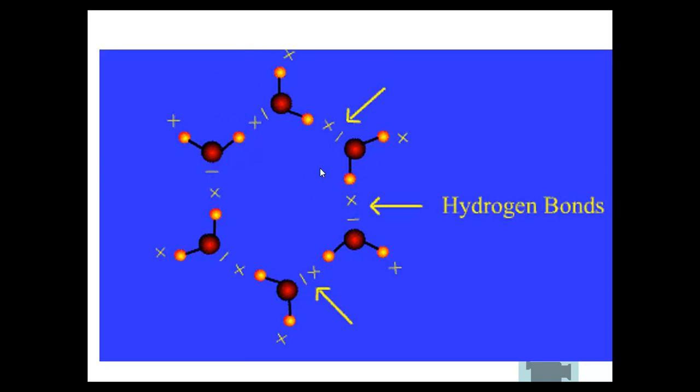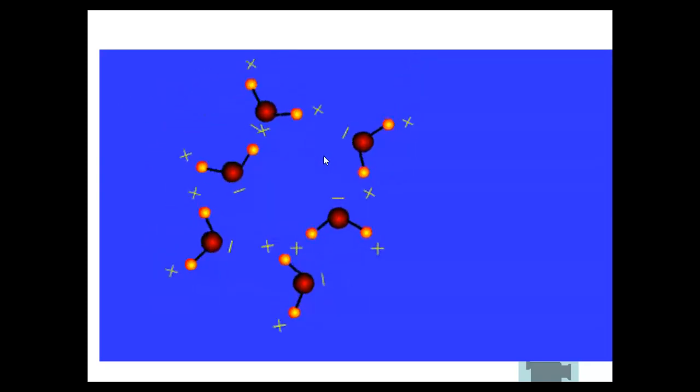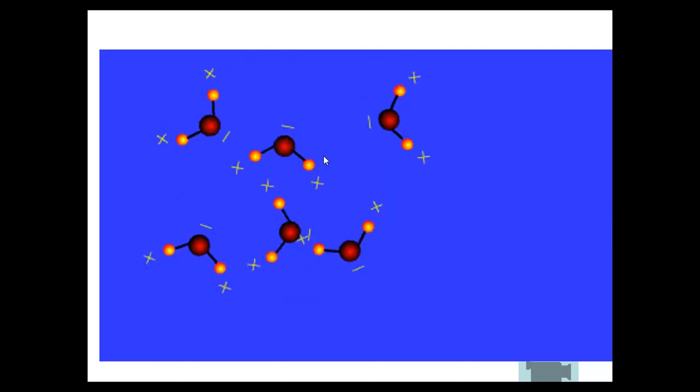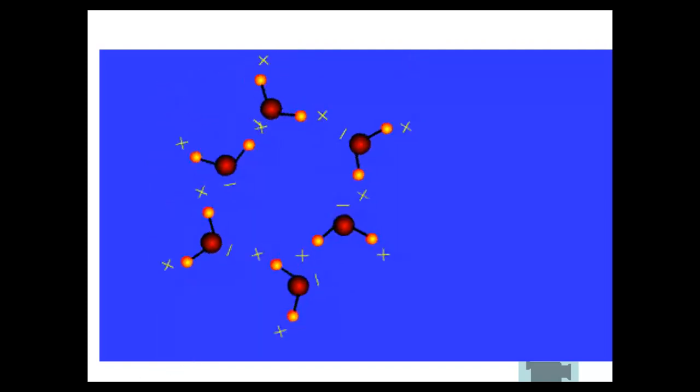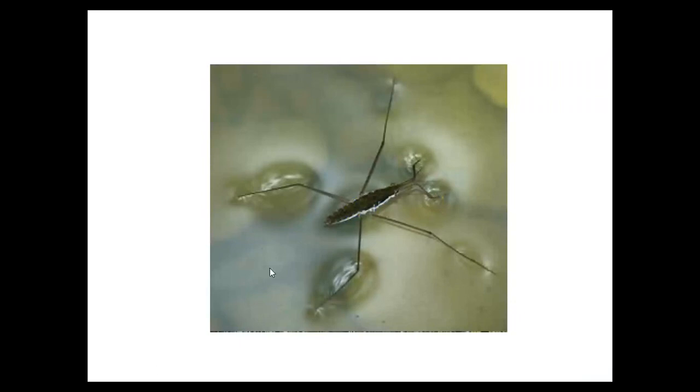So this is what creates the very open structure in ice and also in water, and is also the reason why ice is less dense than water, why it floats on water. An example of how this plays out in nature is certain water bugs that can walk on water. That's because of the very high surface tension on the surface of the water, and these bugs are not breaking the surface tension, so they walk on it.